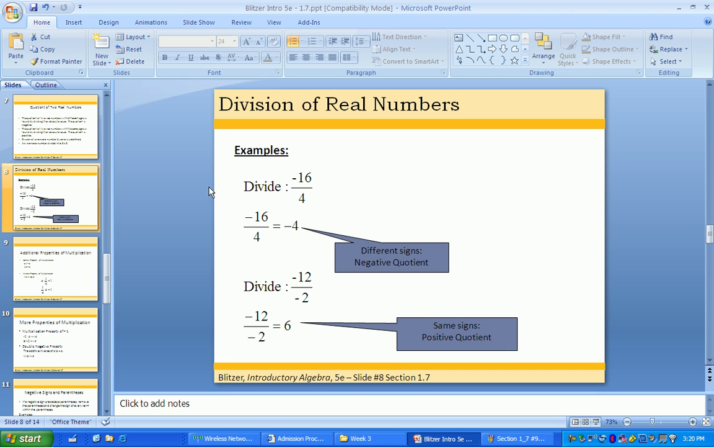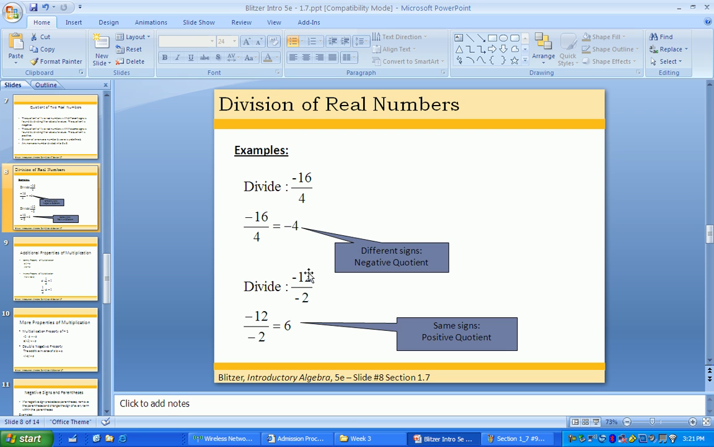And here are some examples of what we're talking about. Here we're dividing negative 16 divided by positive 4. We see we have one negative number. Since it's an odd number of negative numbers, our answer is going to be negative. And of course 16 divided by 4 is 4.